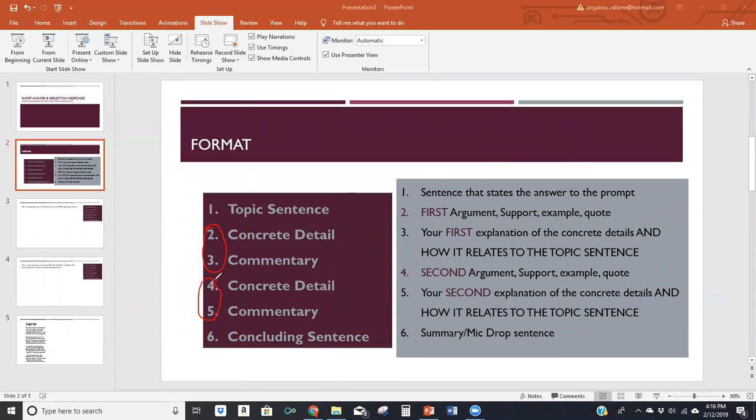I, as a teacher, am looking mostly for your commentary. Your commentary explains the concrete detail and how it relates to your topic sentence. The commentary is primarily your words and your thinking, and why your concrete detail supports your answer. So to me, it's the most important part. Okay? And then you repeat that.